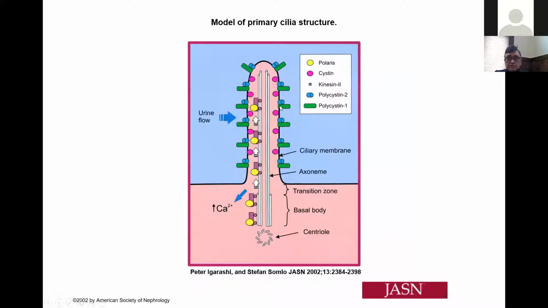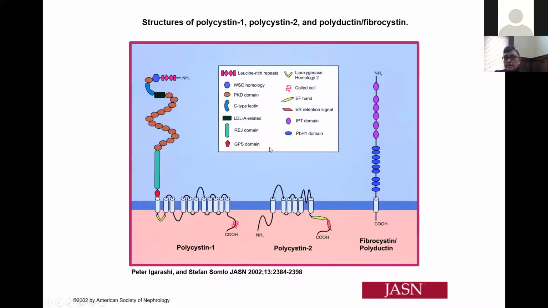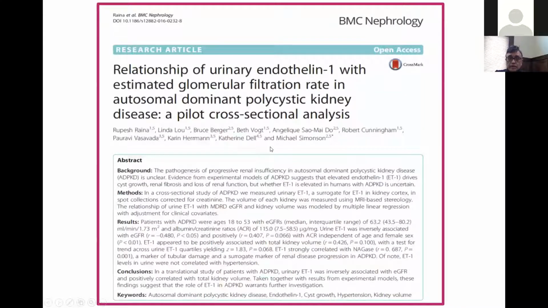Actually, polycystin 2 is in the mechanical, it's in the primary cilia, and polycystin 1 also. You can see how they are present on the cilia of the individual cell, and how they can help in cell proliferation and growth. Now, is that the only thing that we are looking for? Are there any other factors that we are looking for?